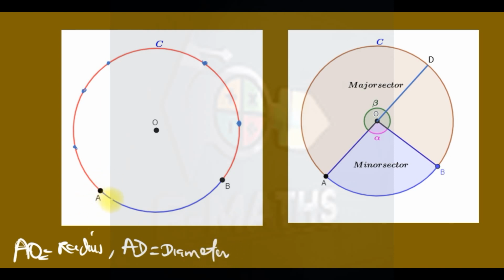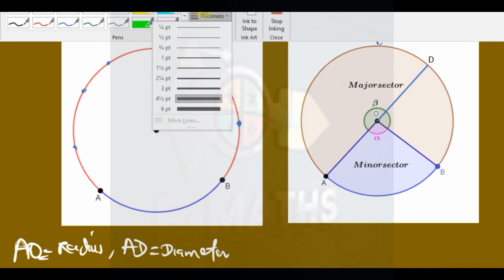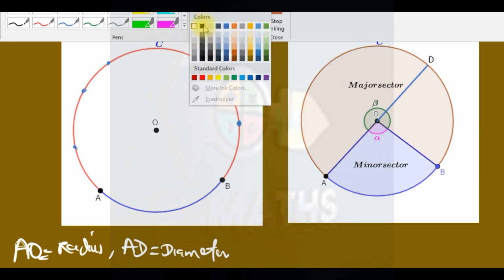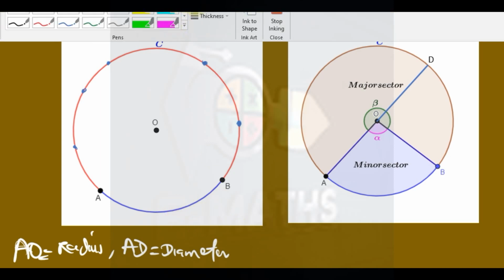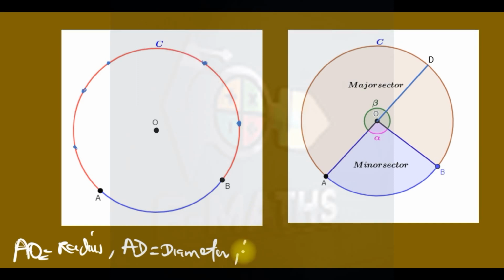So arc, we have major and minor arc. So the minor arc is like AB. AB is a minor arc. While ACB is a major arc. So ACB is what? A major arc.